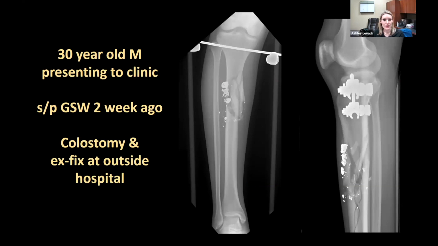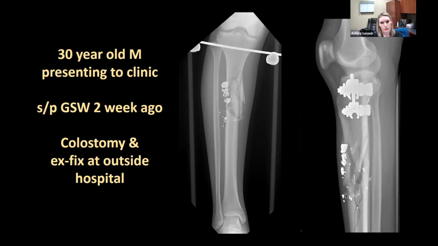This is a 30-year-old who actually presented to our outpatient clinic. He was initially seen at an outside hospital after he sustained multiple gunshots to the abdomen and the left lower extremity. At that outside hospital, he underwent an exploratory laparotomy with a colostomy. The orthopedic surgeon there performed an external fixation of the tibia fracture with a limited debridement of the entry wound. And he was admitted for quite some time at that hospital because of his other non-orthopedic injuries.